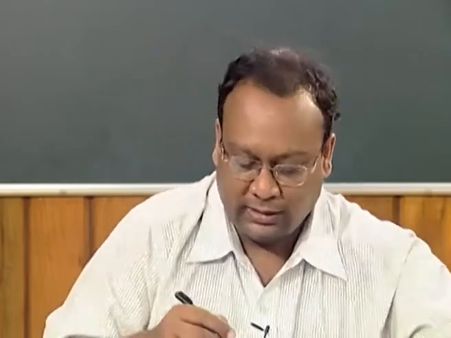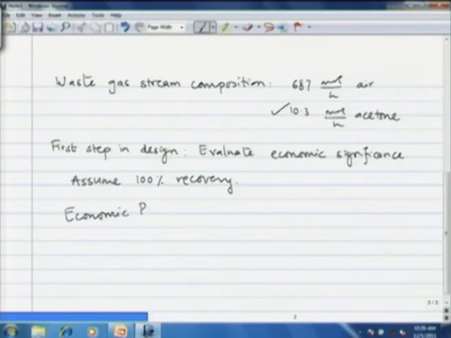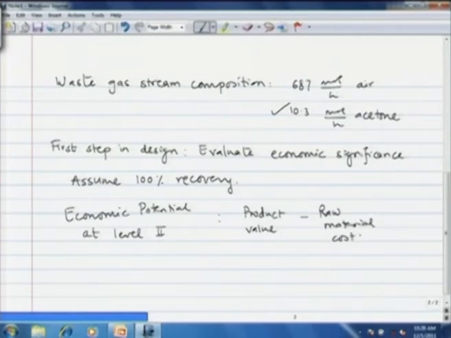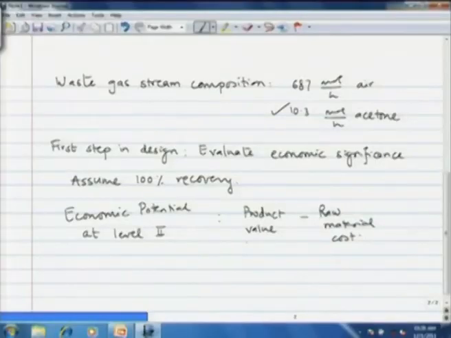Therefore, the economic potential of this particular process at level 2 will be the product value minus the raw material cost. The raw material in this case is the waste gas stream, which is for free, means there is no cost involved for that waste gas stream. Therefore, the product value is the economic potential.